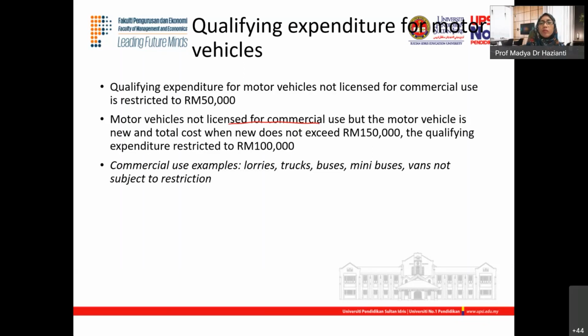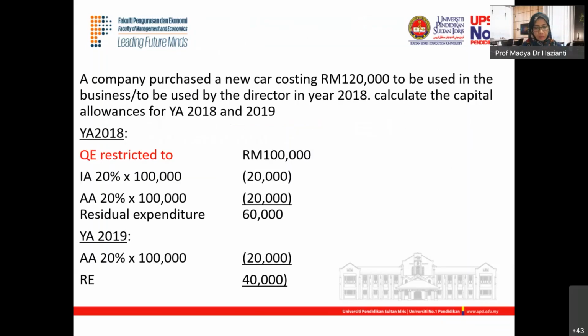Kereta lah, this one is for cars. Kalau dia bukan license untuk commercial use, the amount is restricted at 100,000. Belilah kereta mahal mana pun, hanya boleh claim up to 100,000. Ini ada example untuk new car ni. New car costing 120,000, okay, to be used in business or by the director in year 2018. Calculate the capital allowances for year assessment 2018 and 2019.